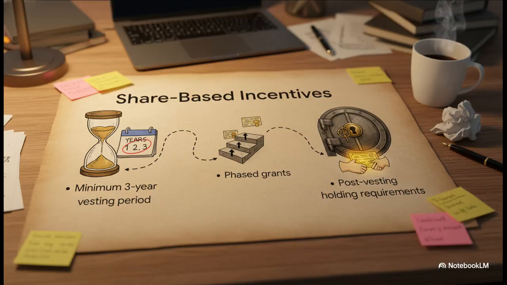So the safest way to ensure that long-term alignment is through share-based incentives, but they have to follow best practices. Here is your essential vocabulary for this. First, you need a minimum 3-year vesting period. Vesting means the executive doesn't actually own the shares until a certain period of time has passed. It makes sure they stick around to build sustainable value. Second, use phased grants instead of lump sums, so they get the shares gradually over time. And third, post-vesting holding requirements. This means even after they officially own the shares, they're required to hold on to them for an additional period before selling. This guarantees what we call absolute goal congruence with the shareholders.